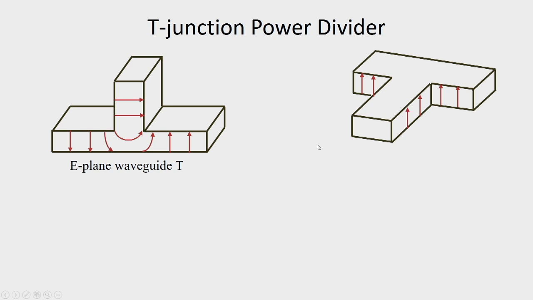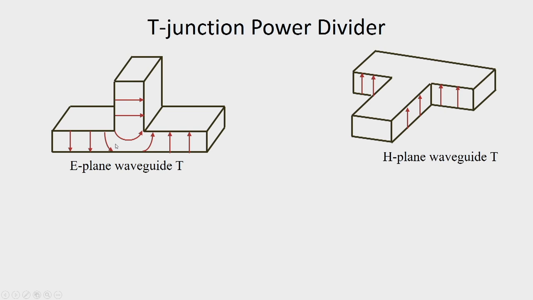Another T junction can be made from waveguides, and this is called H plane waveguide T. And here we see the input signal once again splits between the output ports, but this time in phase. So, we have an H plane T, it also splits the power equally, but in the same phase, unlike E plane waveguide T, where a phase shift of pi occurs.